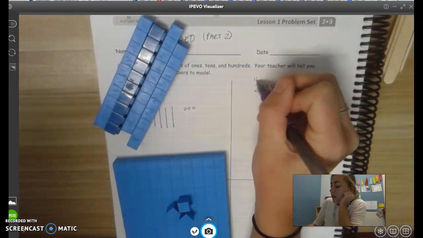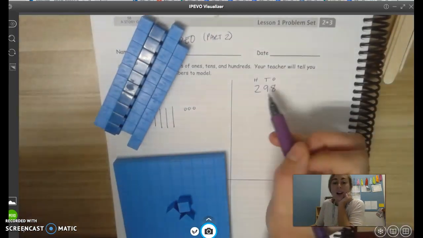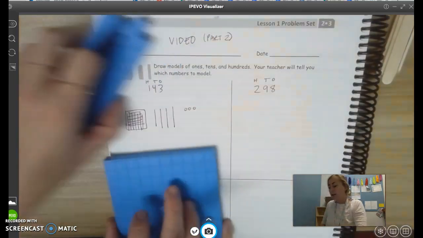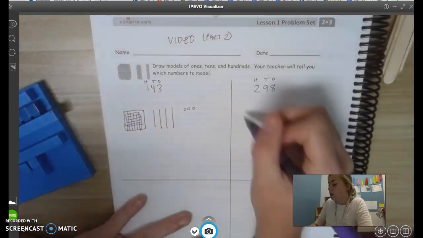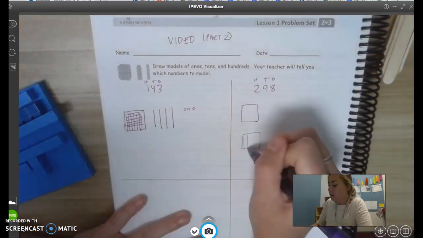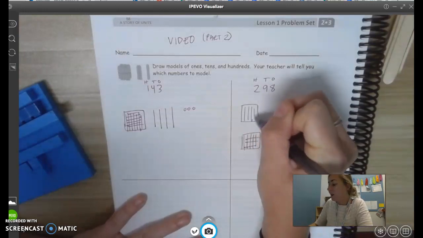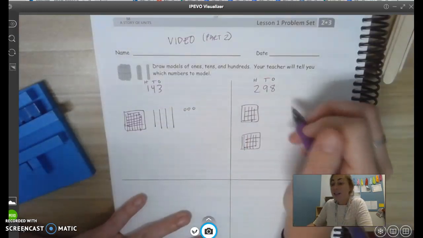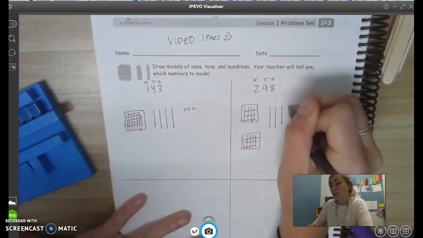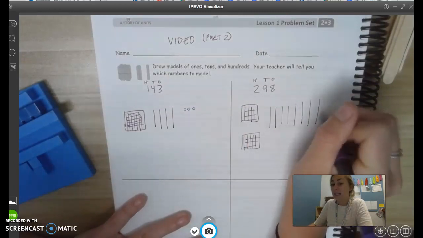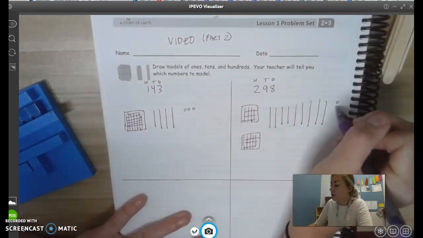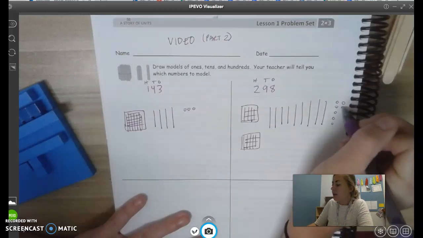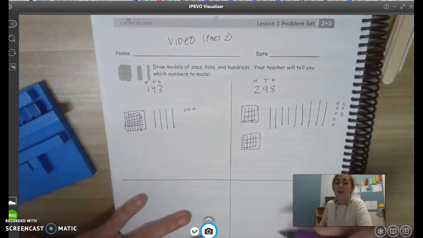So now let's try another one with 298. I already labeled my hundreds, tens, and ones, and now I'm going to draw it. 2 hundreds is 2 of these little squares, and I can just be kind of scribbling in it. I don't have to be specific. 9 tens: 1 ten, 2 tens, 3 tens, 4 tens, 5 tens, 6 tens, 7 tens, 8 tens, 9 tens, and 8 ones. 1, 2, 3, 4, 5, 6, 7, 8. I like to be really, really neat with that.